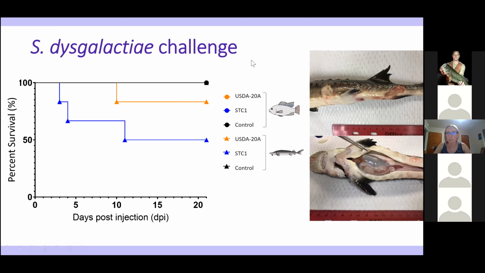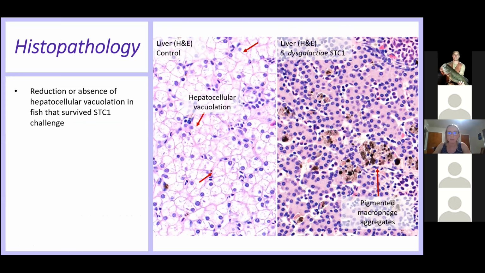We got some nice lesions in those sturgeon that were consistent with what we've seen in sturgeon with strep before, so ulcerations in the muscle and skin, as well as internal lesions on the liver and spleen. And those are also reflected in our histopath. Dr. Aline Henderson did our histo, and she made it awesome because I'm not a pathologist, so I'll do my best. But one of the more consistent changes was that we saw a decrease or absence of hepatocellular vacuolation in fish that survived the challenge with STC1. And that reduction is associated with a number of factors, including stress and disease.